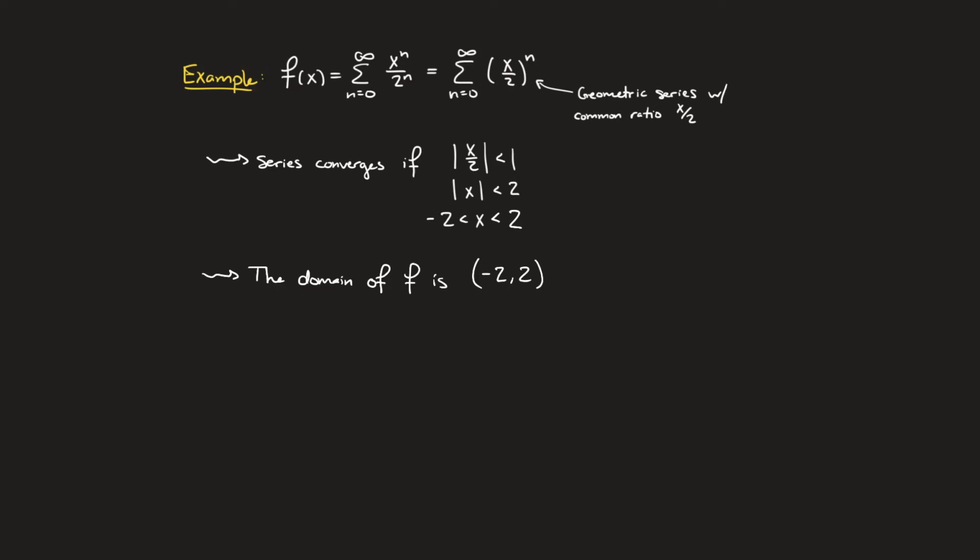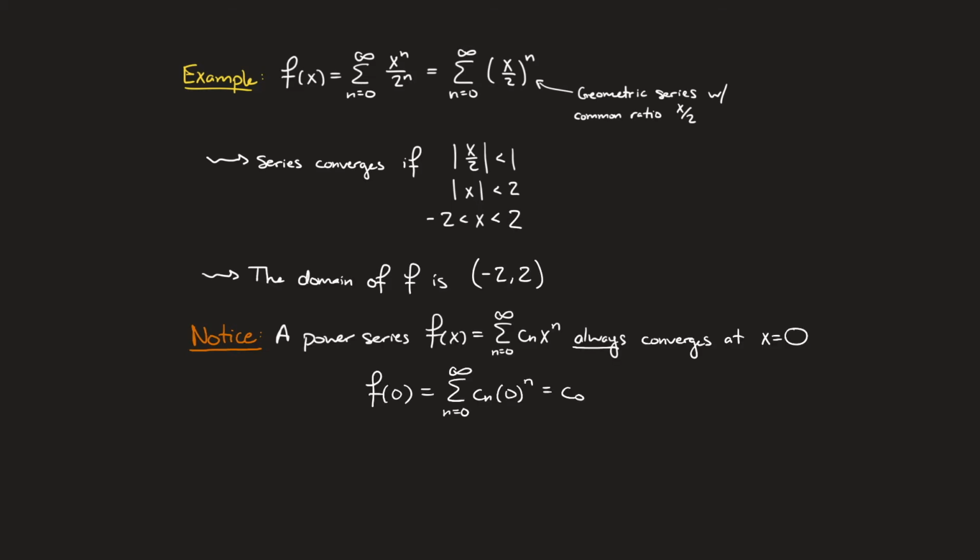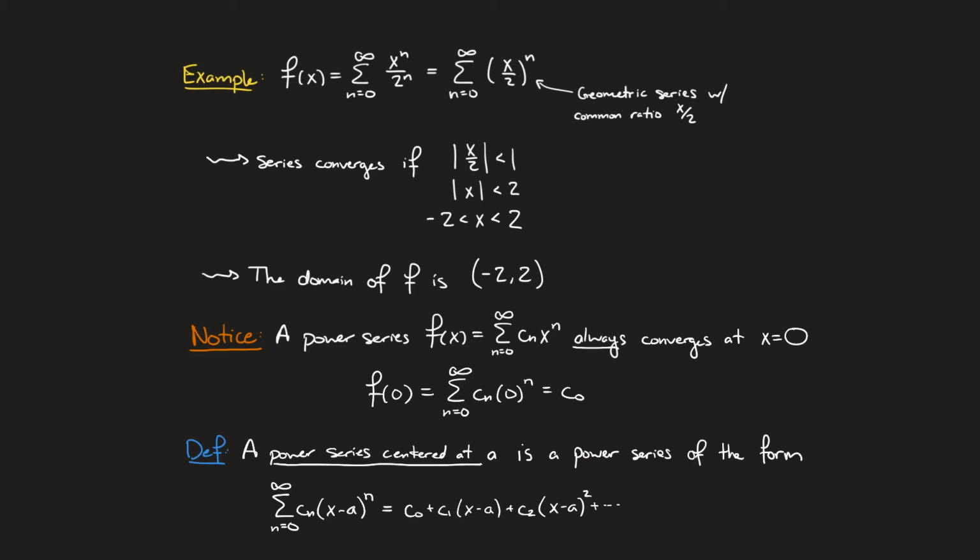Now, what about for more generic series? When do they converge? Well, first notice that when we plug in 0 into a power series, almost all of the terms vanish. And so, a power series will always converge at x equals 0. However, what if we wanted the series to converge at a different value? It turns out we can actually modify the form of our power series to make it converge at any value that we want. We define a power series centered at a to be a power series of the form sum from n equals 0 to infinity of cn times (x minus a) to the n.